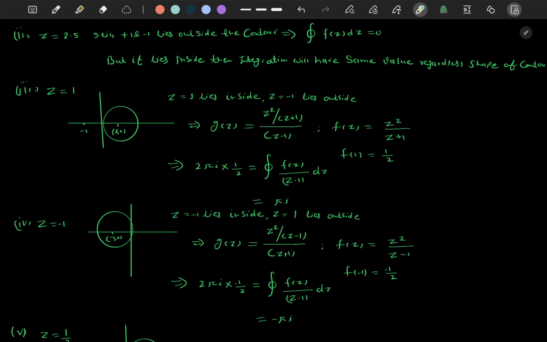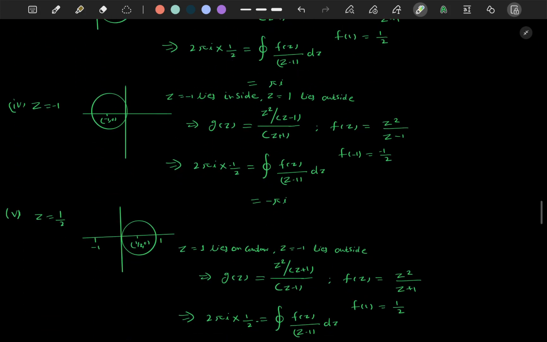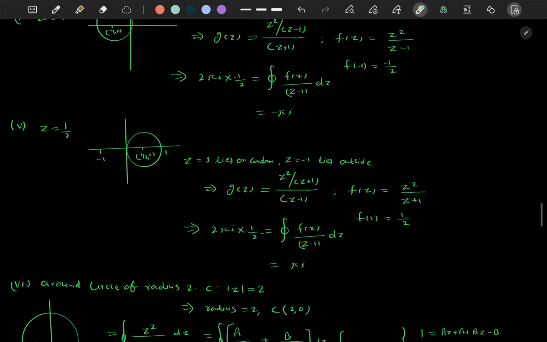Suppose z equal to 1, so the radius is 1. So it is 1 comma 0. Point minus 1 will be outside and 1 will be inside. So z minus 1 will be in the denominator. This will be the function. We'll define a function g(z) where z minus 1 will be in the denominator. So 2 pi iota into f of 1, which is 1 by 2, and it will be pi iota. Similarly for z plus 1, the center is minus 1 comma 0. So minus 1 is lying inside and 1 is lying outside. So z plus 1 will be in the denominator. Solve it: minus 1 by 2 multiplied by 2 pi iota, minus pi iota will be the answer.